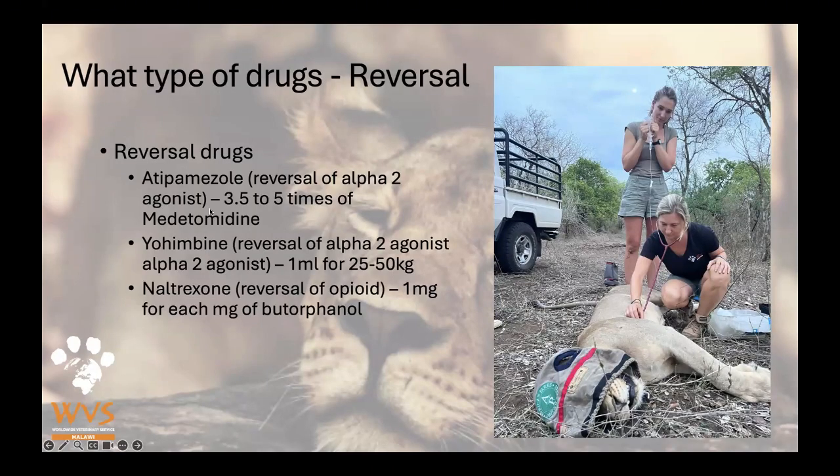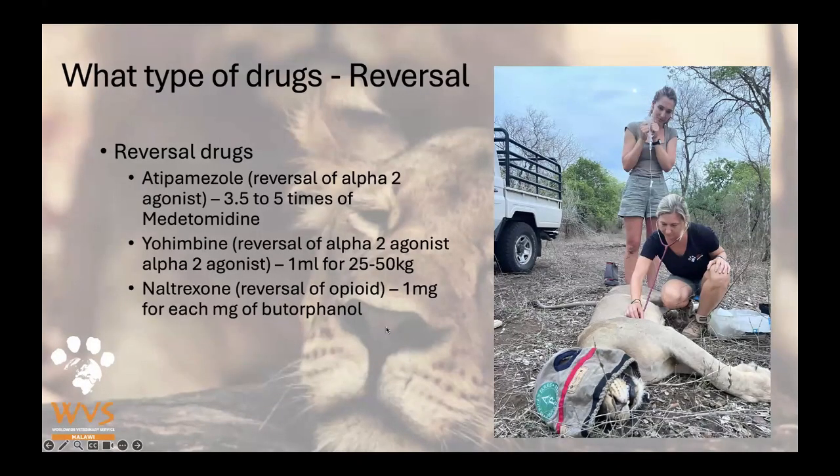You can split that reversal IM and IV, but the recovery is sometimes so fast that these animals are falling over. There's a higher risk of hurting themselves. So we usually just give that intramuscularly, and these animals are normally waking up within 20 minutes. And then it's just important to watch them until they are fully awake.